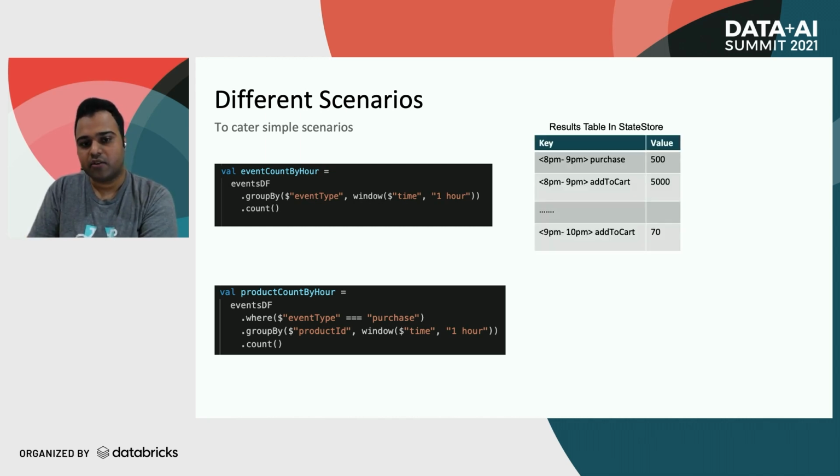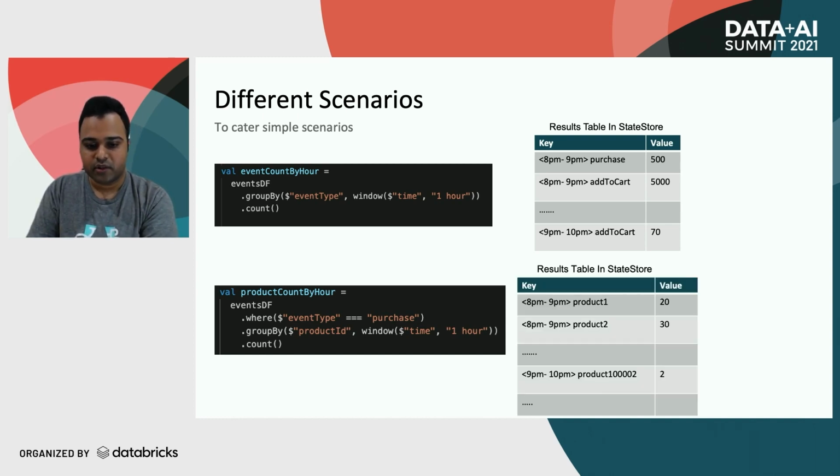But then how do the results in the state store look? Because Spark has to maintain those results somewhere. So it will look something like this: the key would be 8 p.m. to 9 p.m. for purchase events, and you have 500 events that came in. Similarly, for add to cart, you have 555K. So this is roughly how the results table would look. Now, how would the results table look for the second one? Pretty similar, but you can notice that it's product one, product two, and then product XXXXX.